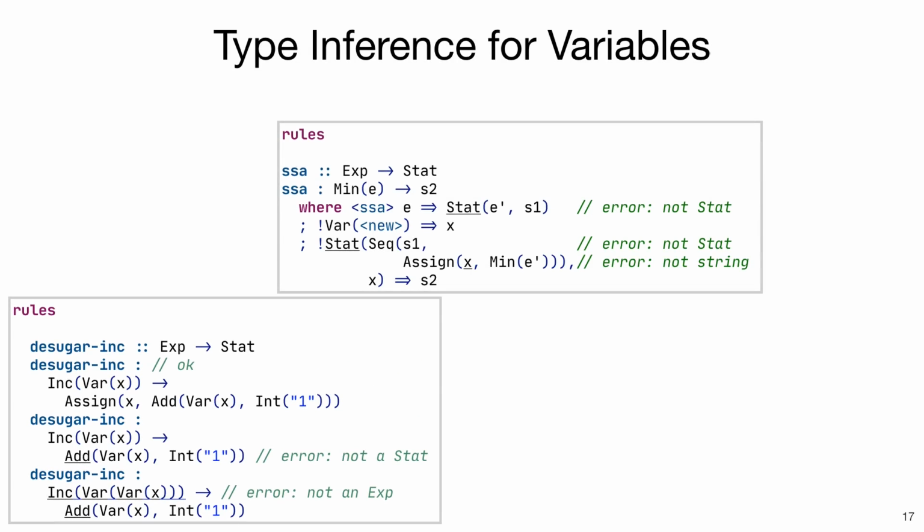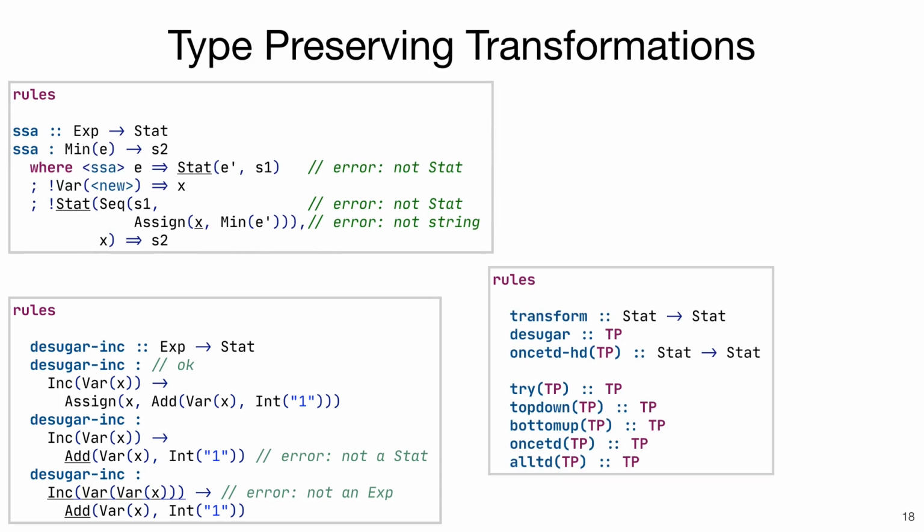Within a typed rule or strategy, the local variables do receive type inference. This allows us to reduce the number of casts that need to be inserted when variables are assumed dynamically typed. Generic traversals and other generic helper strategies are typically type preserving, or TP, when their argument is type preserving.